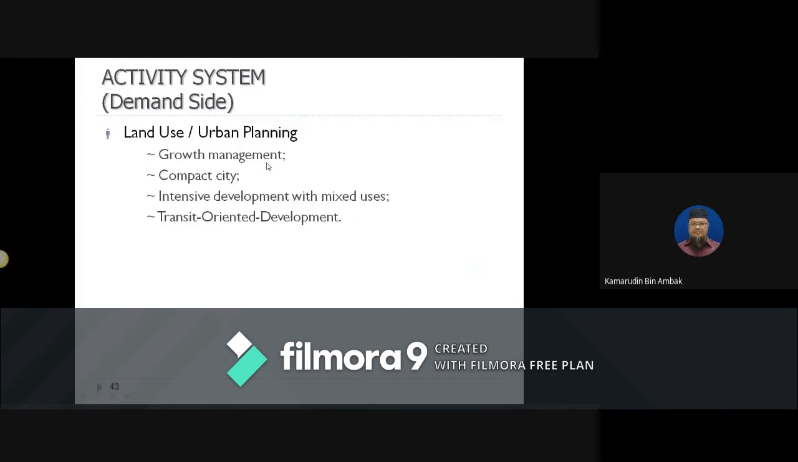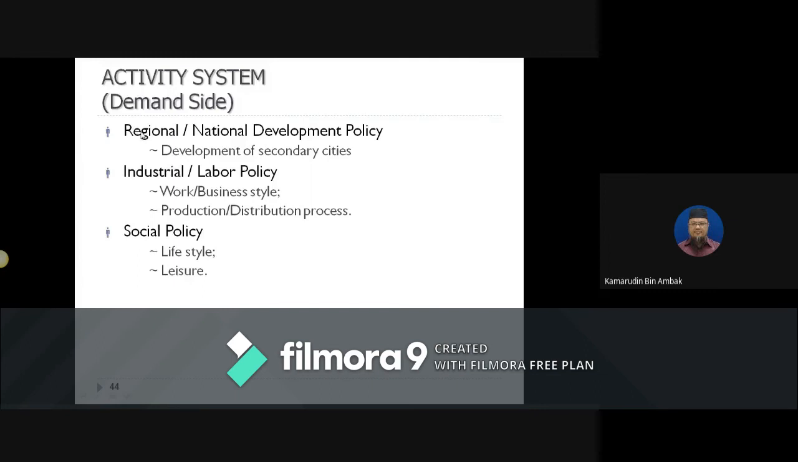Okay, next, land use and urban planning. It's to do with growth management, the development activities. Compact cities, intensive development of mixed use, transit-oriented development. For regional and national development policies, they're looking into development of secondary cities, if they want to expand or develop new areas.